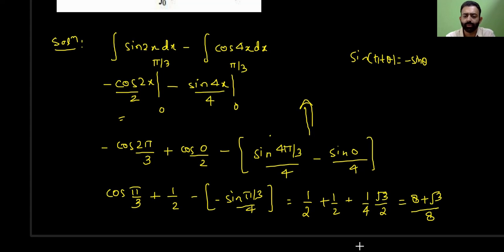Okay, I think this has to be the answer. I hope I have done the calculation right. And if the calculations are wrong, no matter, just understand the concept that you have to apply the limits very carefully. Okay, let us do the next one.